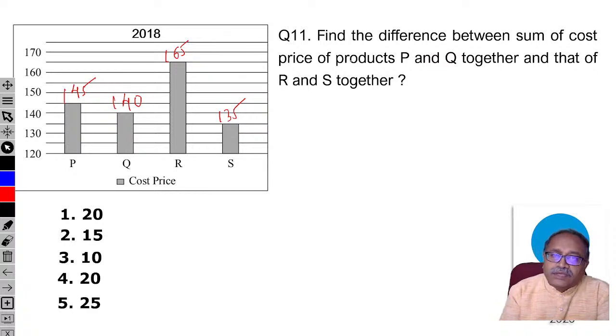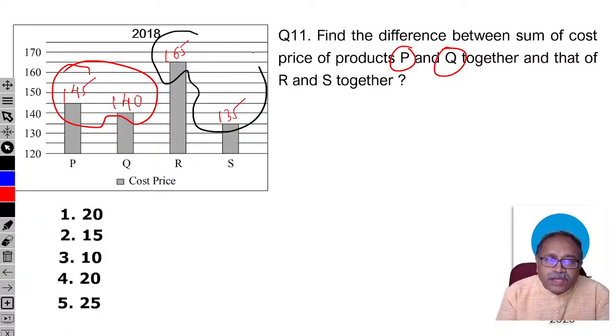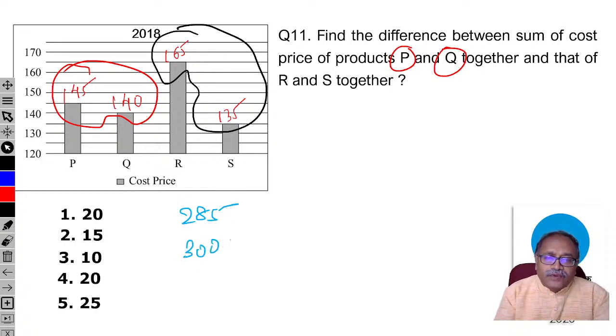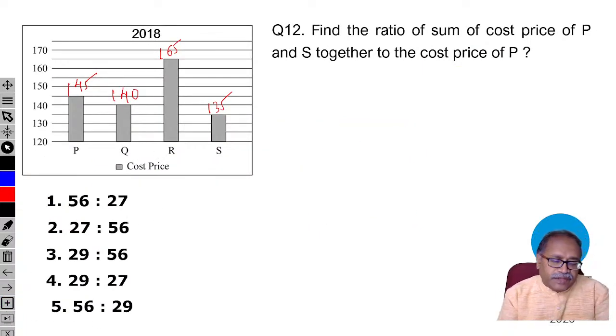Find the difference between the sum of the price of the products P and Q, P and Q together, and that of S and R. So where are S and R? So this is S and R. I notice that here this is 285 and here what is the number? That's 300. What is the difference between these two? 15 is the difference. Do we have option 15? So option choice 2 should be the answer. That's my answer. Okay, let's move on to the next question, my friends.